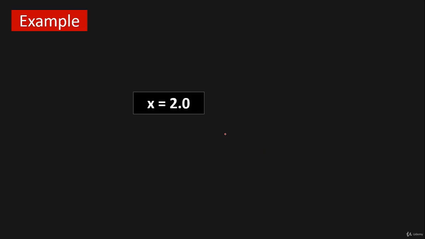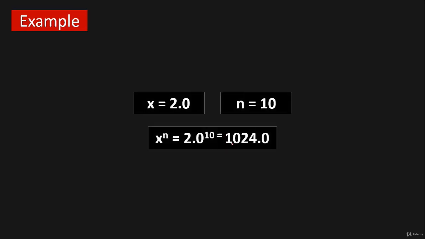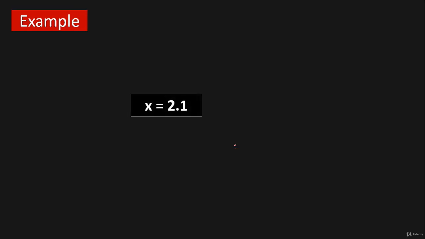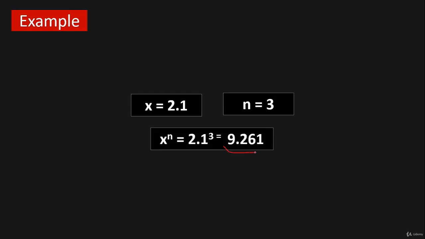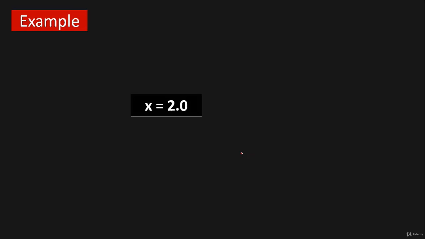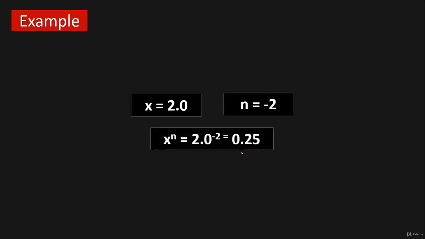If we are given x equals 2.0 and n equals 10, then we have to return 1024. We know that 2 to the power 10 equals 1024. If you are given x equals 2.1 and n equals 3, we have to return 9.261. 2.1 to the power 3 equals 9.261. So for the input, you have to return this output. If you're given x equals 2.0 and n equals -2, then we have to return 0.25.